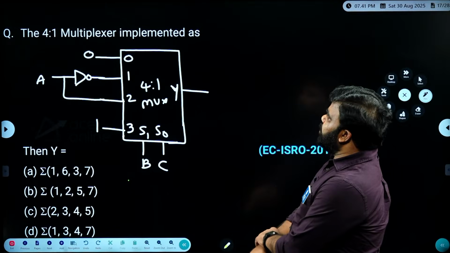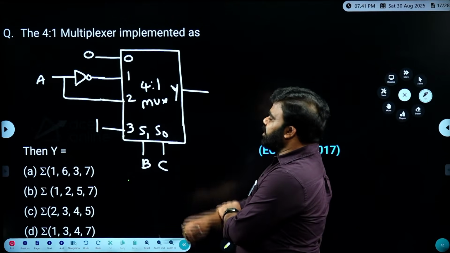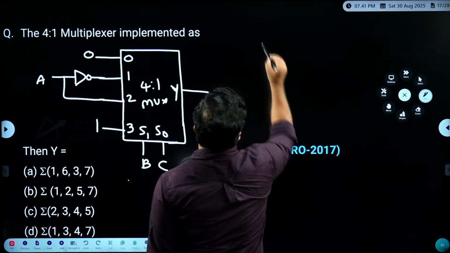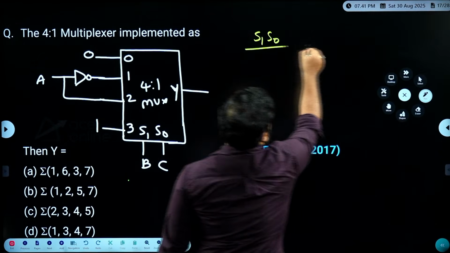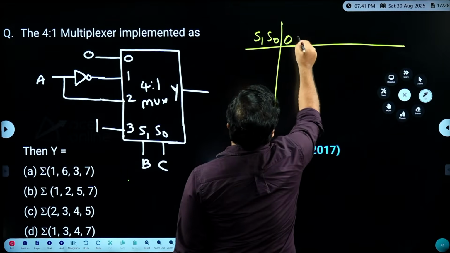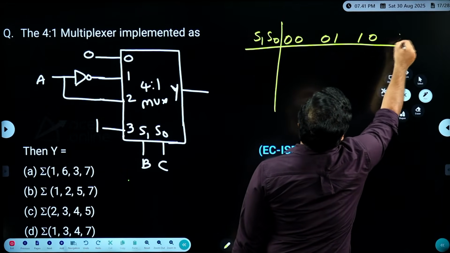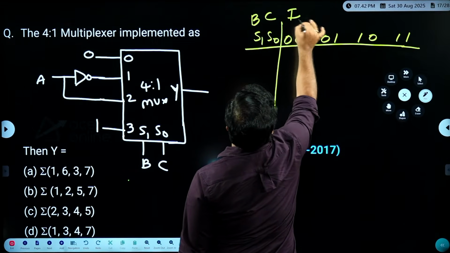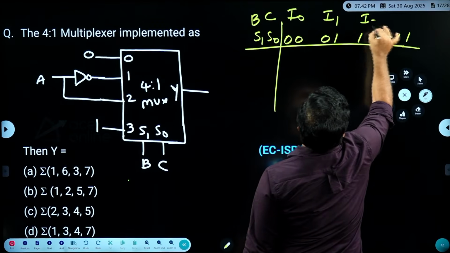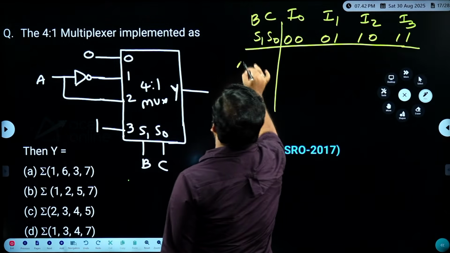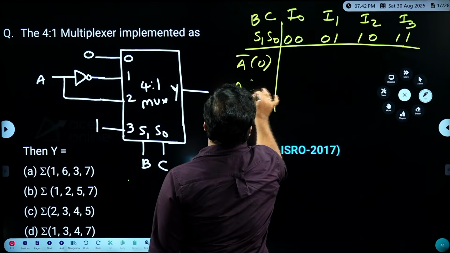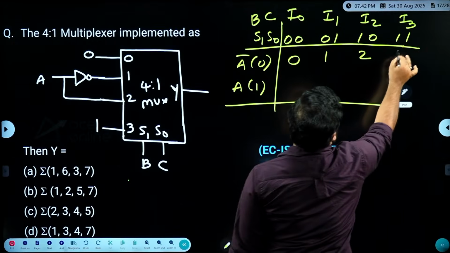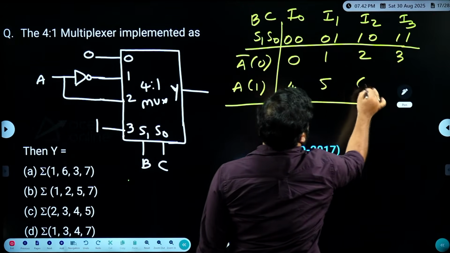The 4:1 multiplexer is implemented as shown, then Y is equal to what? This question is also a very simple question. S1, S0 are connected to B and C, with inputs 0, A bar, A, 1 for the combinations 00, 01, 10, 11. You can say here it is I0, I1, I2, I3. And also here we can have A equal to 0, A equal to 1. If I write the combination numbers here, it is going to be 0, 1, 2, 3, 4, 5, 6, 7.